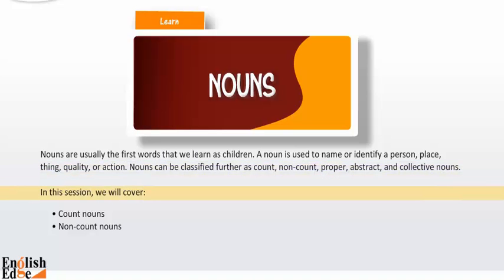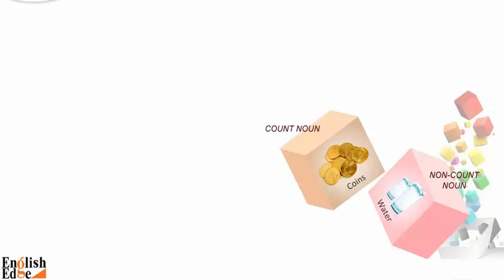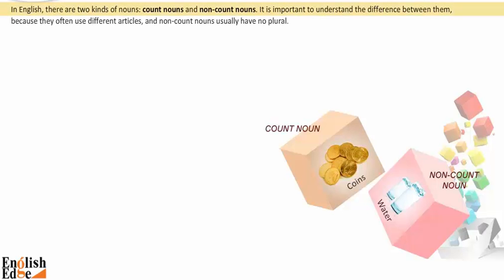While going through this session, we will learn about count and non-count nouns. Let's begin by identifying the types of nouns that affect the use of articles. In English, there are two kinds of nouns, count nouns and non-count nouns. It is important to understand the difference between them because they often use different articles and non-count nouns usually have no plural.